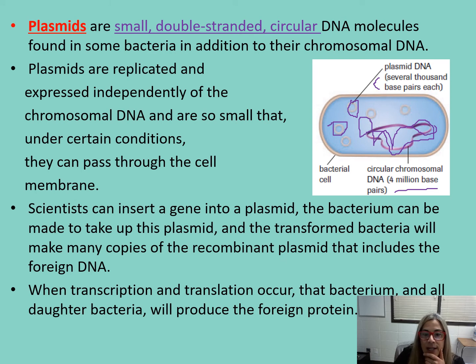And they actually are independent of that circular DNA. So they can replicate and do their thing, and they're not under any influence of the circular chromosomal DNA. And sometimes, if they're small enough, they can even pass through the cell membrane and go away. We're not really sure why that happens, but it can happen.